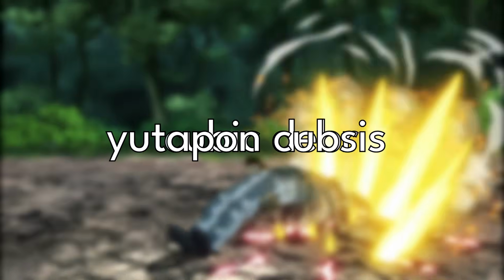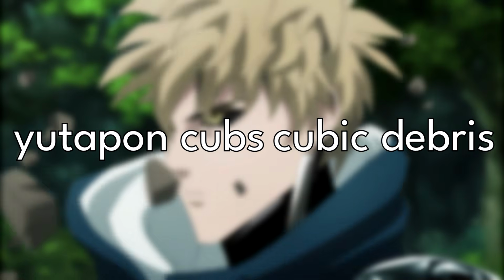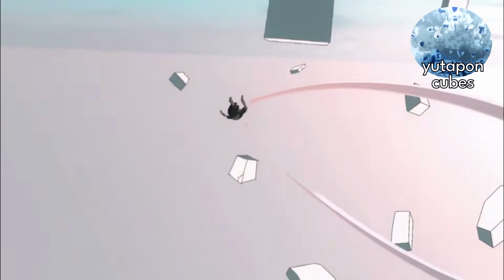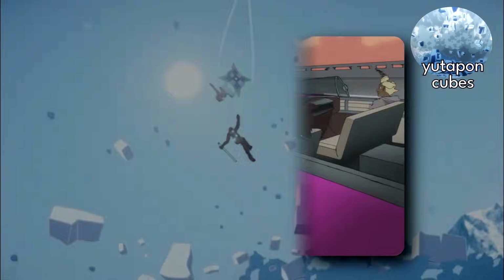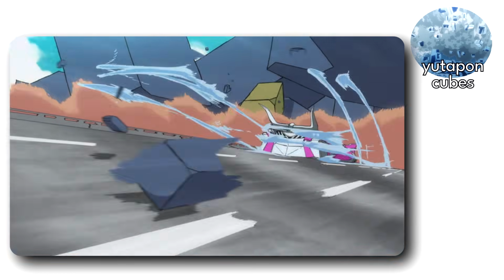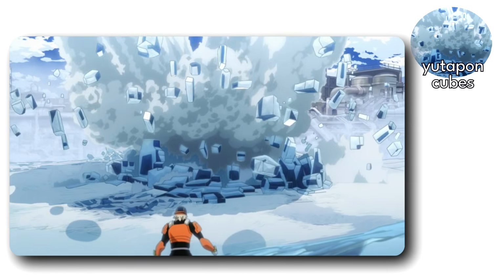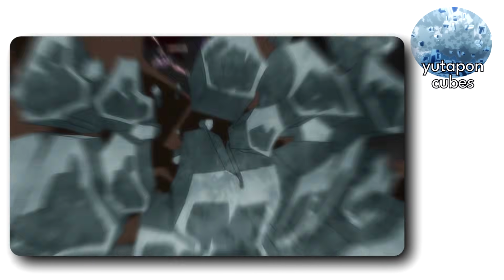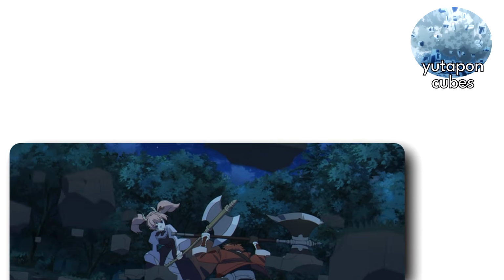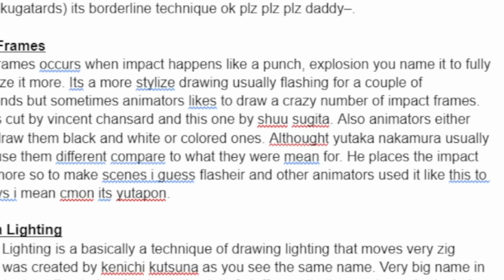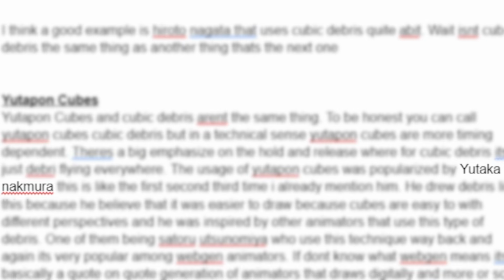But wait, isn't cubic debris the same thing as another thing? That's the next one? Well, not really. Yutapon cubes and cubic debris aren't the same thing. To be honest, you can call Yutapon cubes cubic debris, but in a technical sense, Yutapon cubes are more timing dependent. There's a big emphasis on the hold and release, whereas cubic debris just flies around everywhere without any sense of timing. The usage of Yutapon cubes was popularized by Yutaka Nakamura. There's the first, second, third time I already mentioned him.